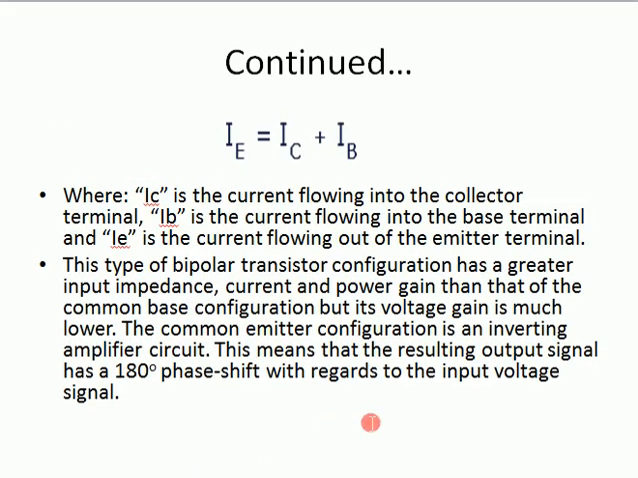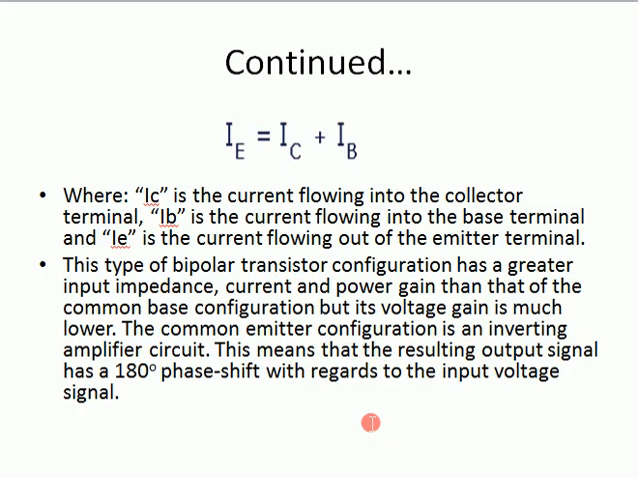So IE is equal to IC plus IB, where IC is the current that is flowing into the collector terminal, IB is the current that is flowing into the base terminal, and IE is the current that is flowing out from the emitter terminal. This type of bipolar transistor configuration has a greater input impedance, current and power gain than that of the common base configuration, but its voltage gain is much lower.